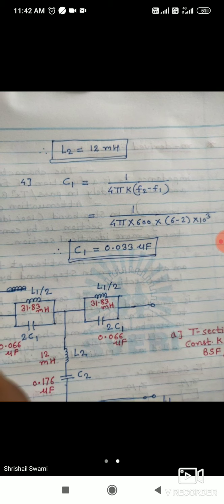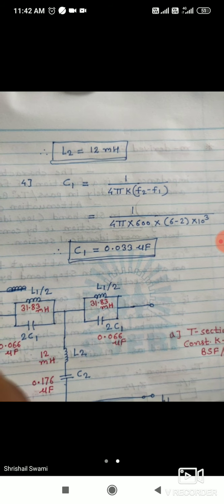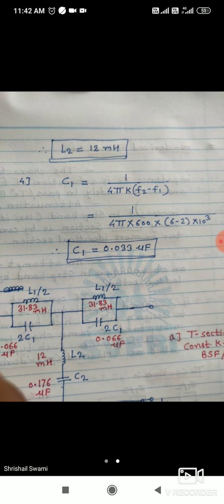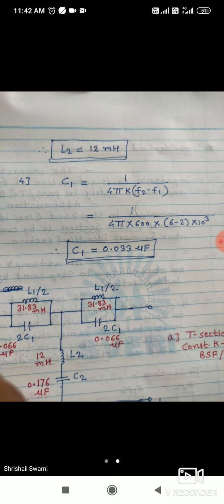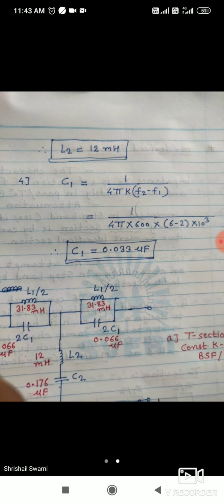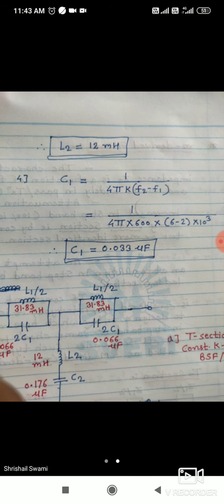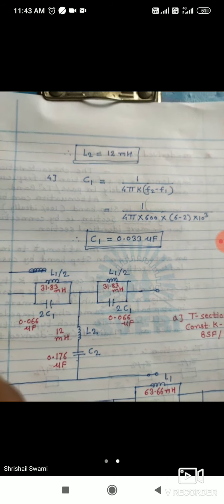Okay. Now next, C1. How to get the formula of C1? Compare with L2, just take K in the denominator. C1 is equal to 1 upon 4 pi K into F2 minus F1. So put the values, 1 upon 4 pi into 600 into 6 minus 2 into 10 raised to 3. So C1 you are getting 0.033 microfarad. Once you have all those values, you can draw the diagram.